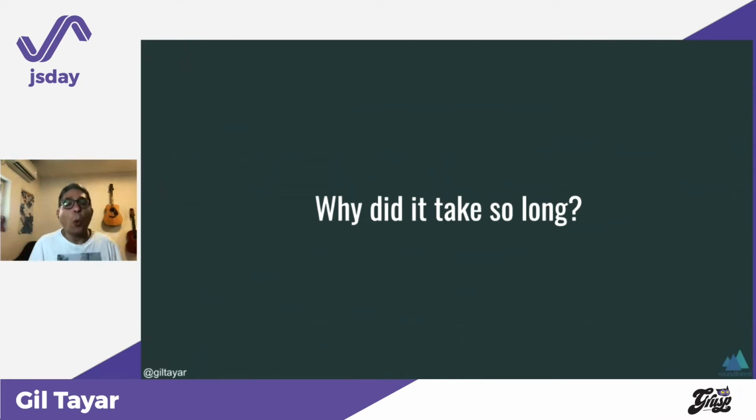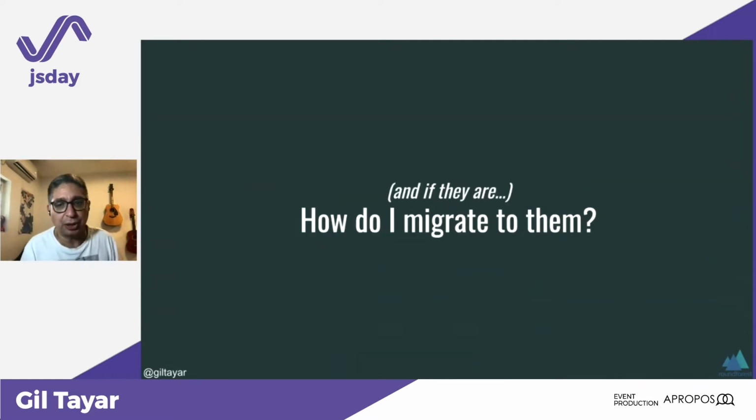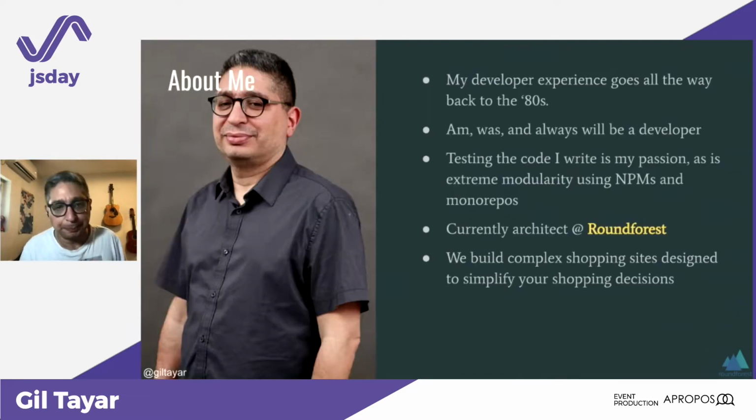But why did it take so long to get ES modules in Node.js? This talk talks about ES modules in Node.js through that lens of why it takes so long. Another question I'm going to answer is, are they any good compared to CommonJS? What are the advantages, if any? Why not continue using CommonJS? And if they are better, how do I migrate to ESM in my code base?